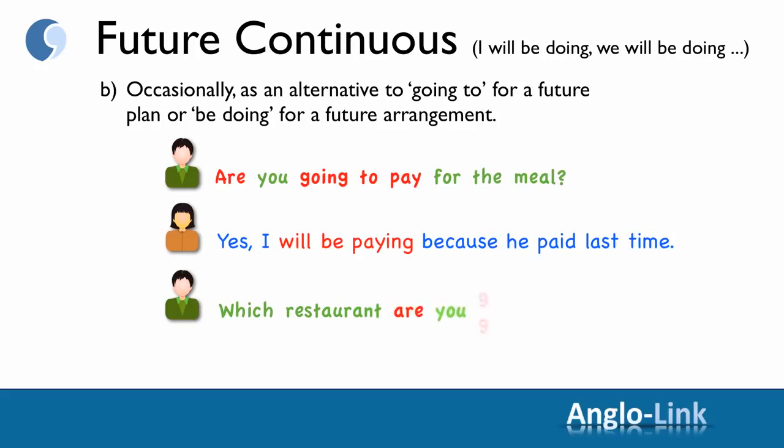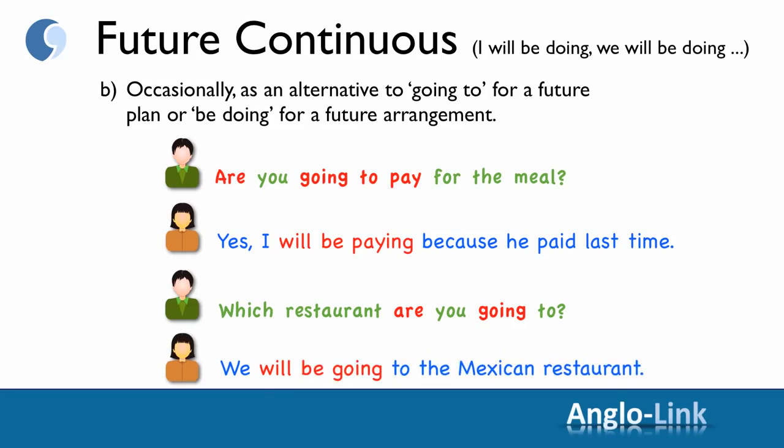Which restaurant are you going to? We will be going to the Mexican restaurant. In this example, the future continuous will be going has replaced the present continuous for a future arrangement, are going.